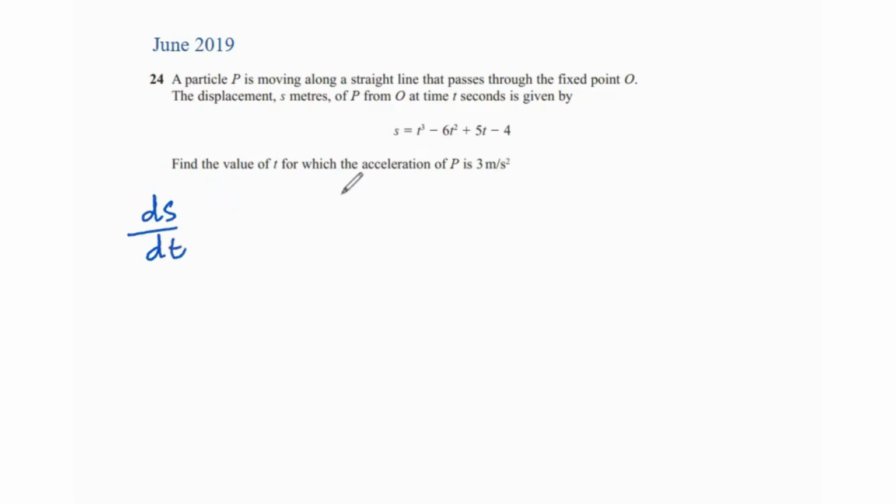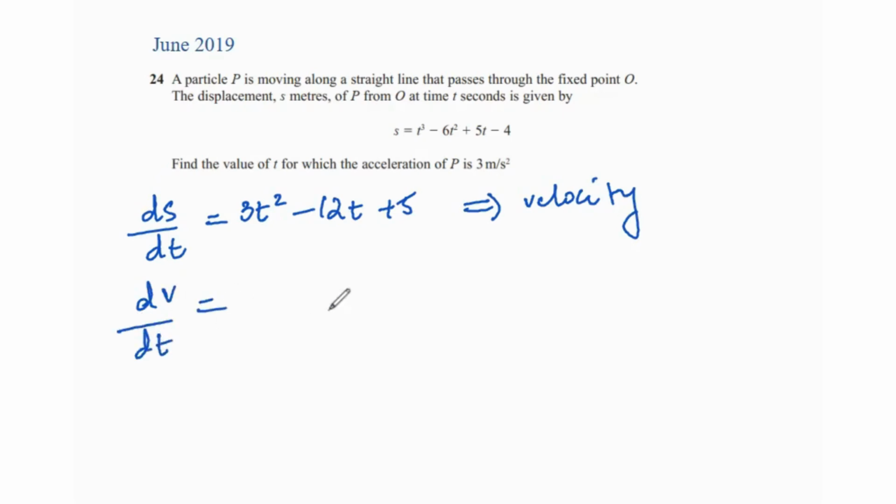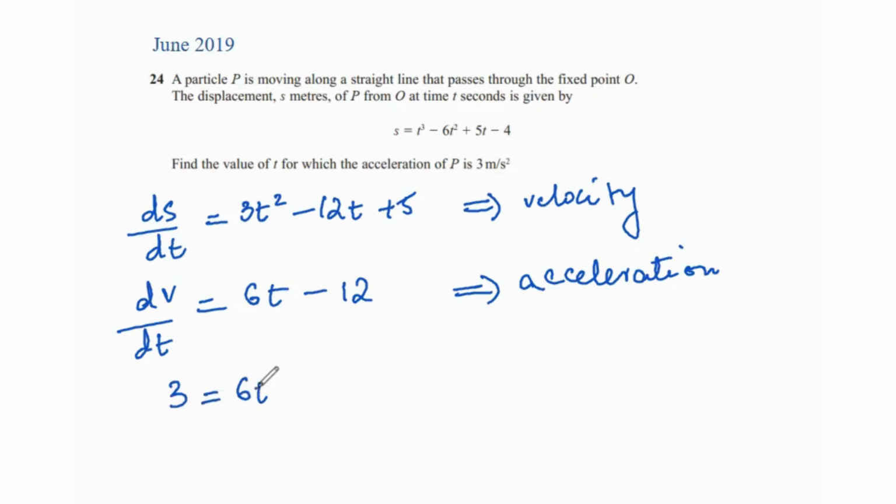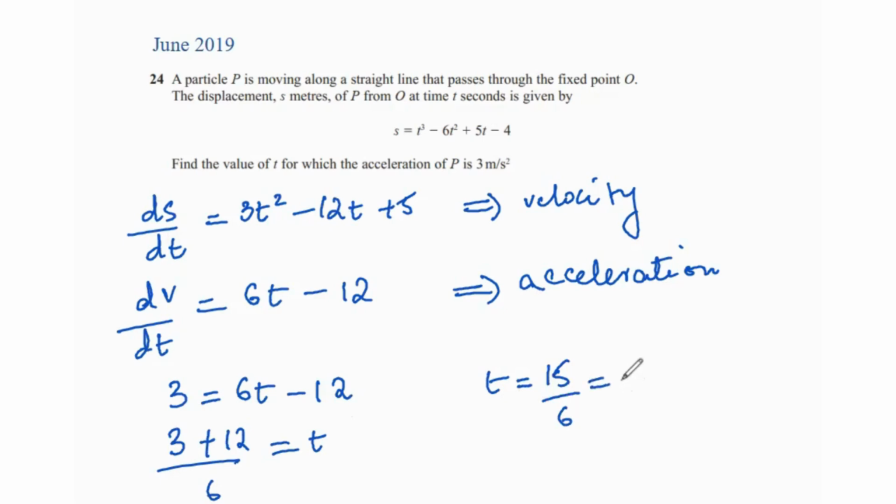So we'll do 3t squared minus 12t plus 5. This is velocity. Now we find the acceleration. So dv over dt. So that's going to be 6t minus 12. This is acceleration. So we have to find the value of time when acceleration is 3. So 3 equals 6t minus 12. 3 plus 12 over 6 equals t. So that means t is going to be 15 divided by 6, which is the same as 2.5 seconds. That's your answer.